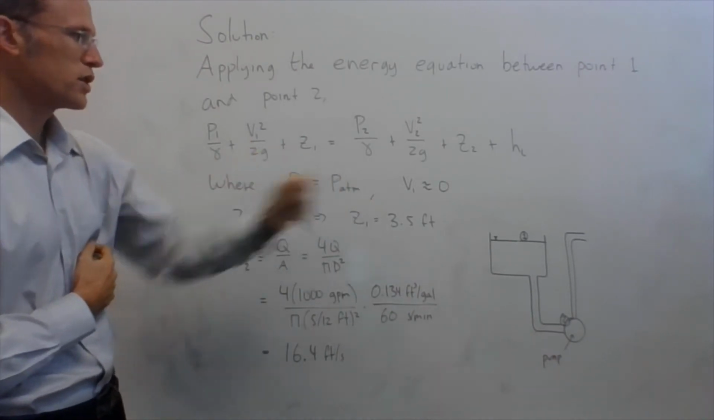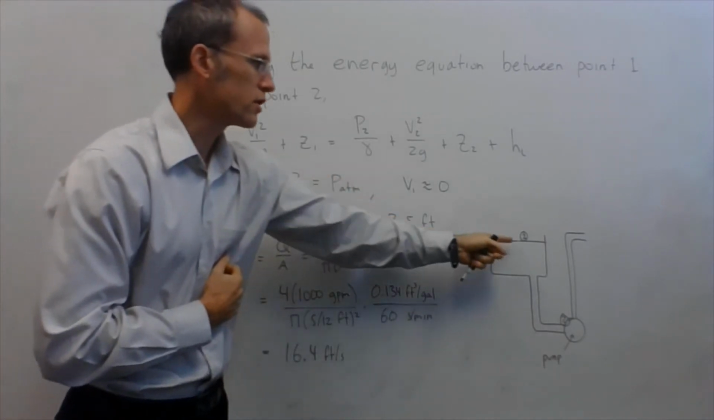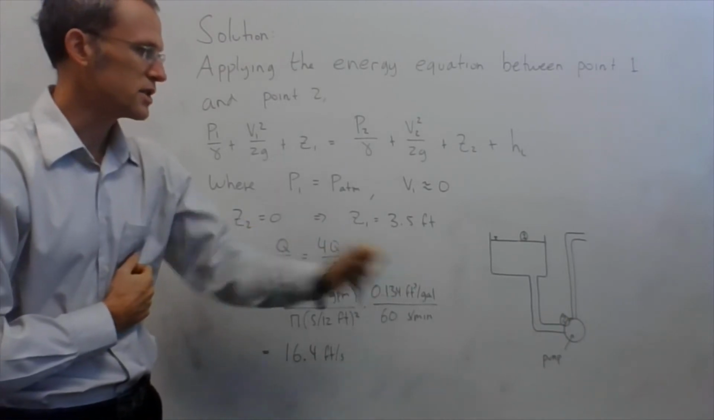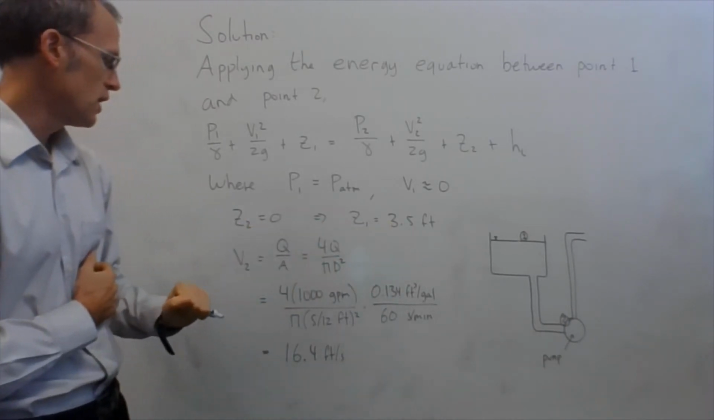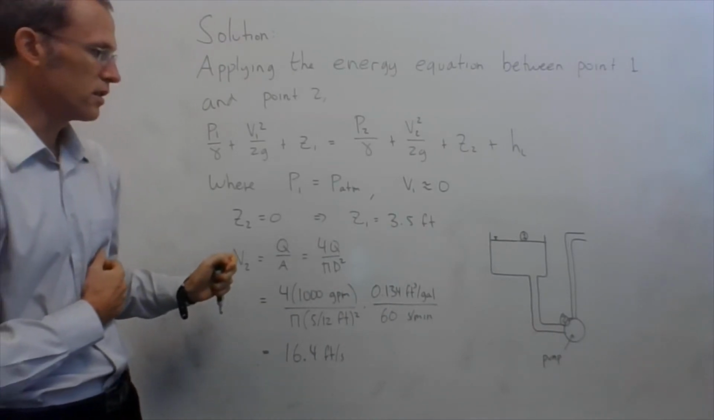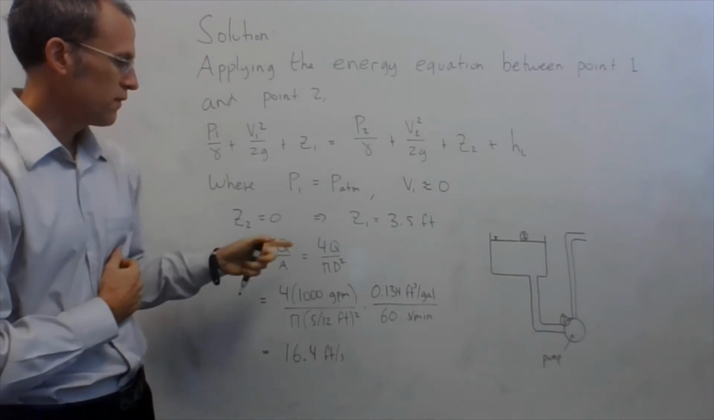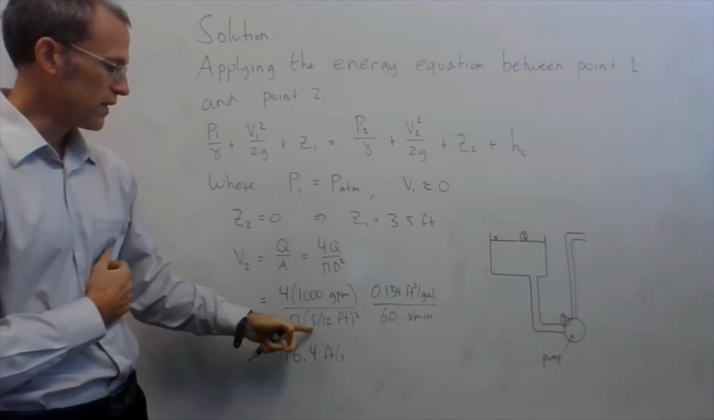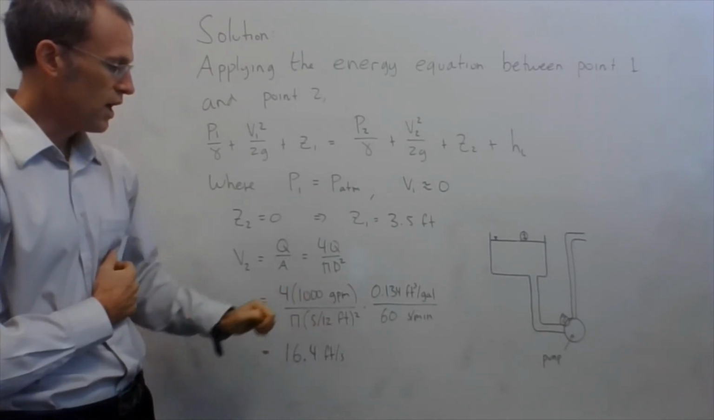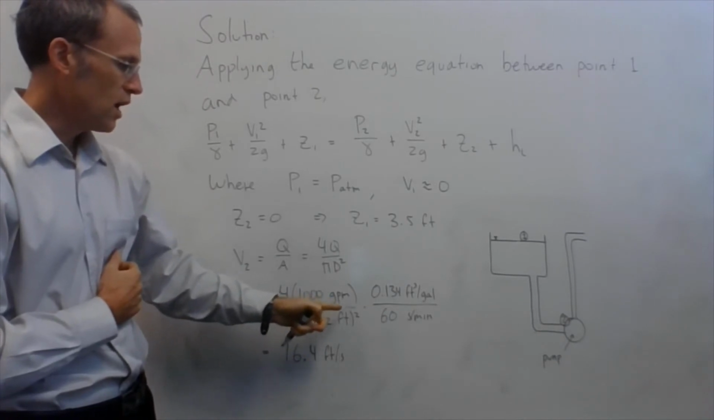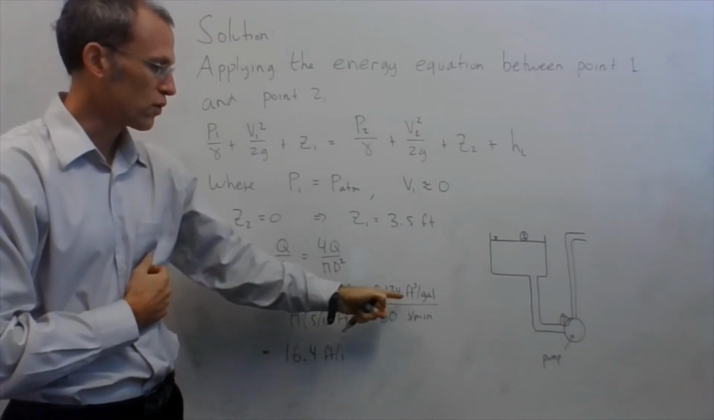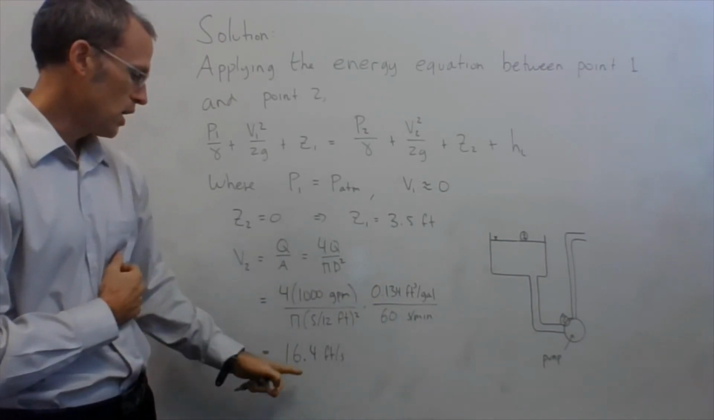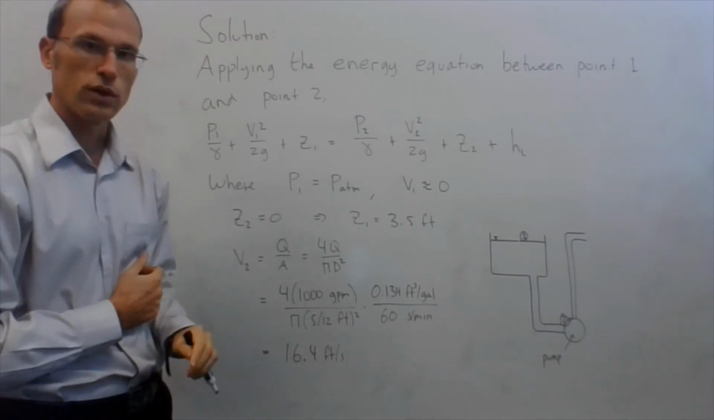Here P1 is atmospheric pressure, V1 is approximately 0, again assuming this tank's pretty big, so the water level goes down fairly slowly. I'm going to set Z2 equal to 0, which means that Z1 is 3.5 feet. And then finally, V2, my velocity in the pipe, is the flow rate divided by the area, 4Q over pi d squared. My Q is 1,000 gallons per minute, diameter of 5 inches, but I want that in feet, so 5 divided by 12 gives me feet. And speaking of proper units, gallons per minute, I want to convert that into feet cubed, so 0.134 feet cubed per gallon. And per minute, I want it in seconds, so 60 seconds per minute on the bottom. That gives me a velocity in that pipe of 16.4 feet per second.